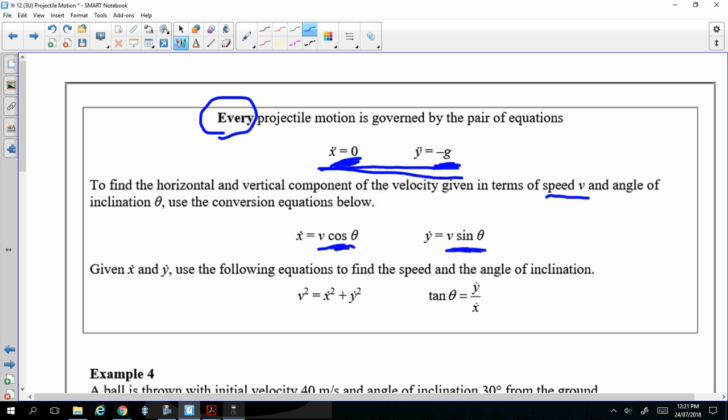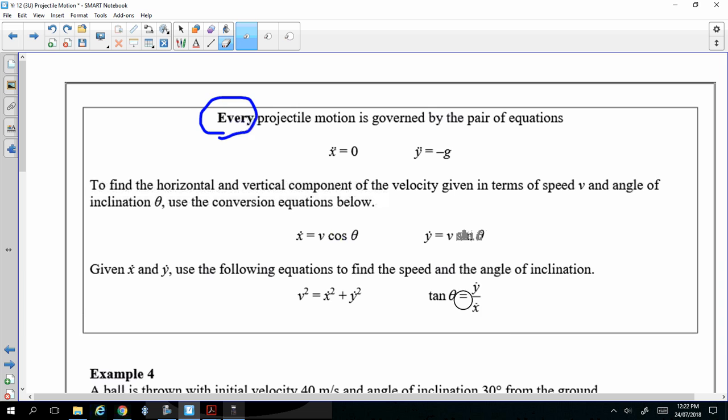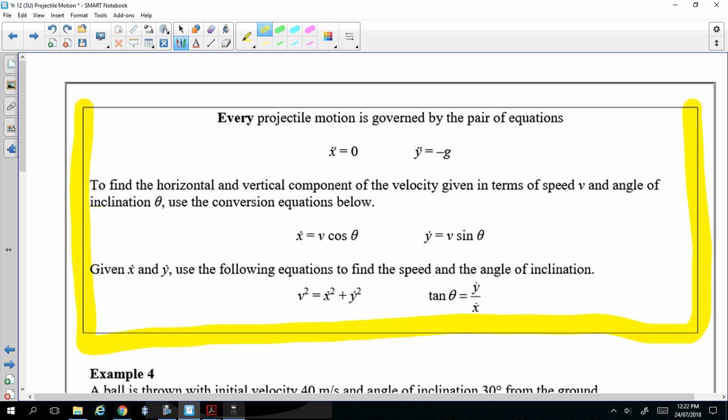So let's highlight this box. Let's highlight the two equations, these two, and highlight the speed. All right, done. Once you do that, now we're going to look at example 4.